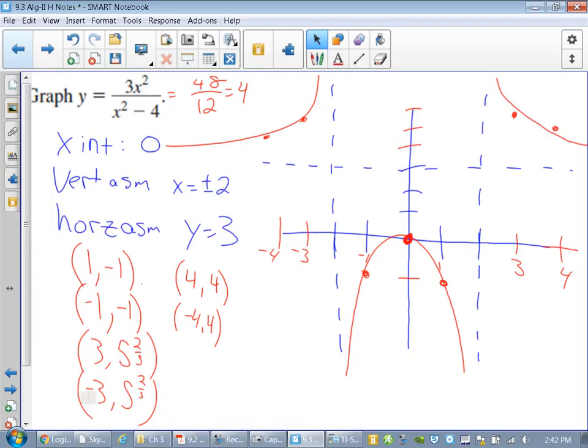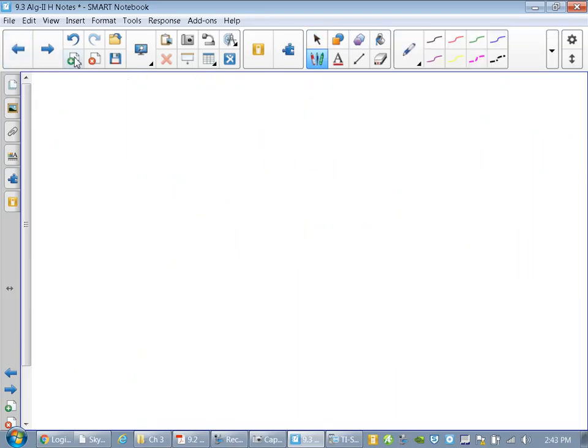Real fast before we get out of here, because I know we're running out of time. What would your domain, you know what, we'll finish domain and range on this one tomorrow. What I have for you guys tonight, I don't have any graphs yet, because we still have to do some more graphs before we go. What I want you to do tonight are going to be the problems where all you have to do is label all of your asymptotes, x-intercepts, horizontal asymptotes, things like that.